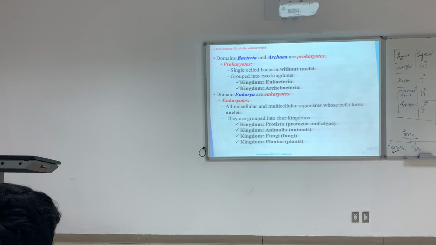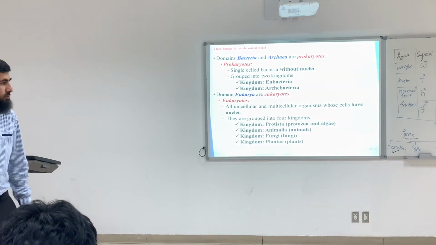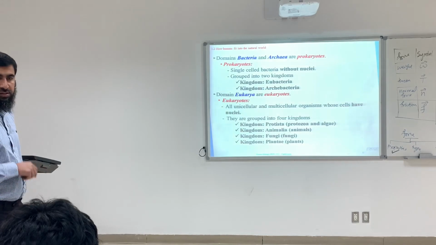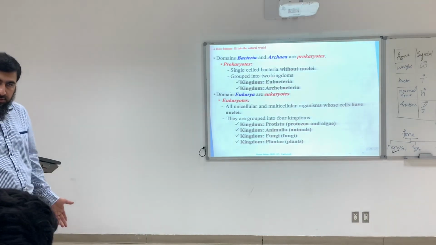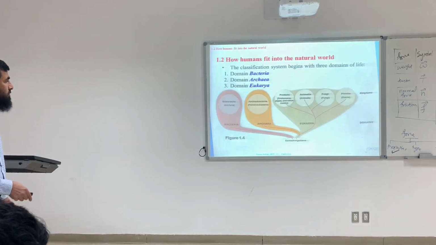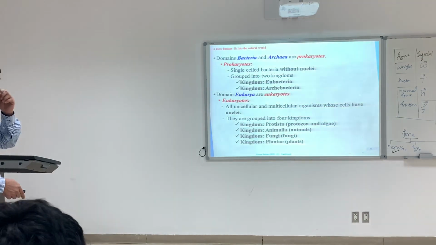Eukaryotes is referring to organisms which have a nuclei or nucleus. The amoeba is protista. Amoeba is protista, yes, because it has a nucleus. It's written here, okay? No, not here, but in another slide before.